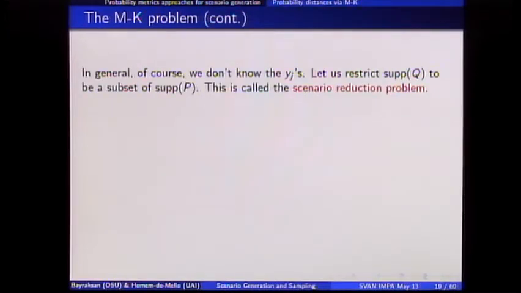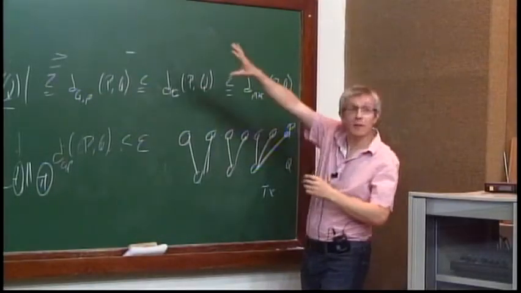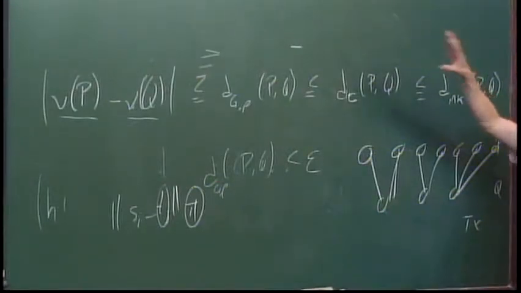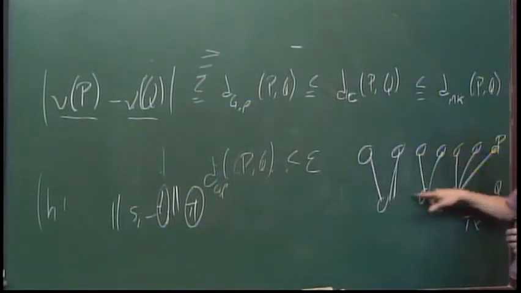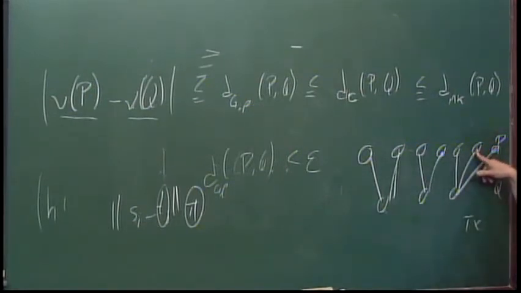But what if you don't know the y's? That's where things start getting complicated. As we saw, we get a non-convex problem. But one particular case that is helpful is if you assume that the support of Q is a subset of the support of P. So you say, I'm starting with all these scenarios here, and I want to find the subset of them that has minimum distance. That's easier than finding, like in this case, a scenario here that is not one of the original ones. You see that?